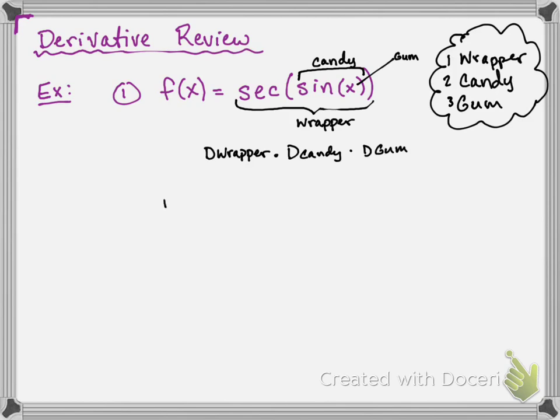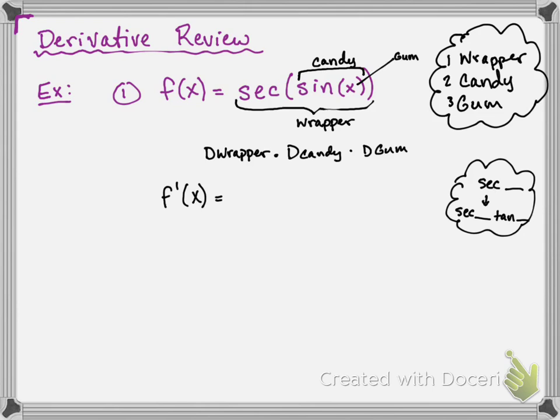So let's think about how that would look. F prime of x. If I just take the derivative of the wrapper, we know that secant, over here in another little thought bubble, secant of anything, secant of whatever that stuff is, its derivative is secant of the same stuff, tangent of the same stuff. Probably can't say crap in a video. Sorry, apologize.